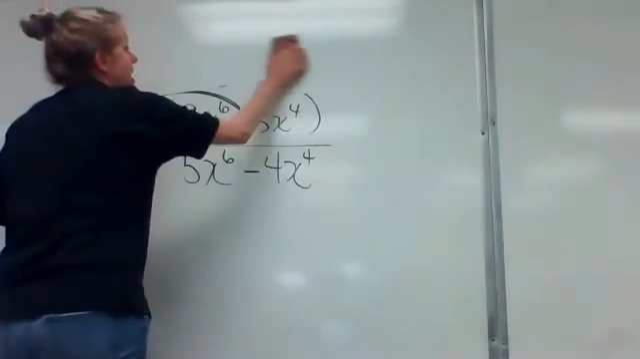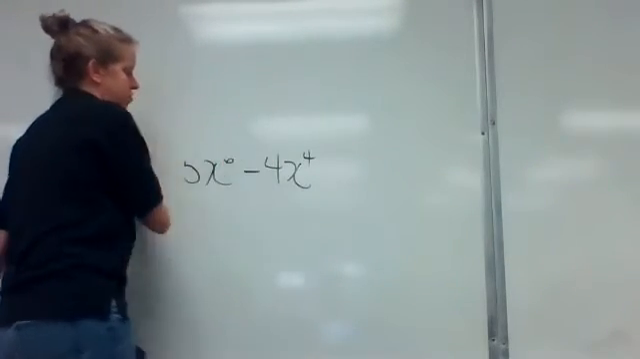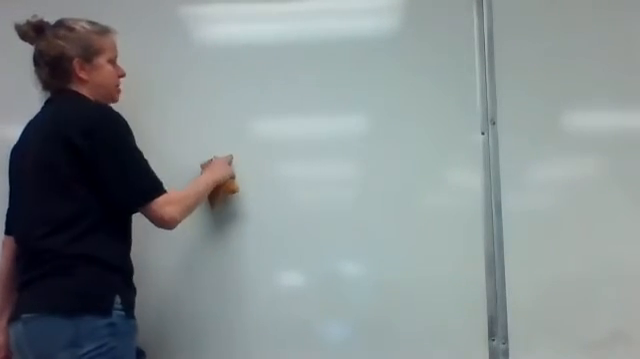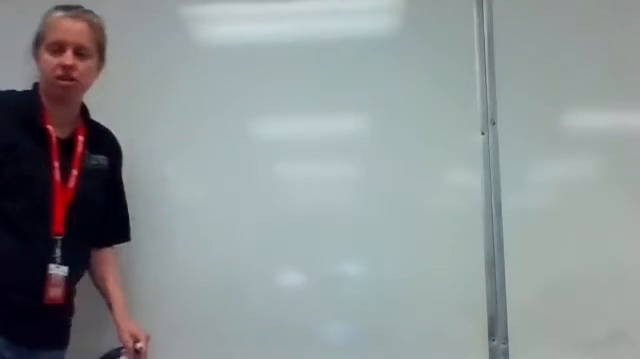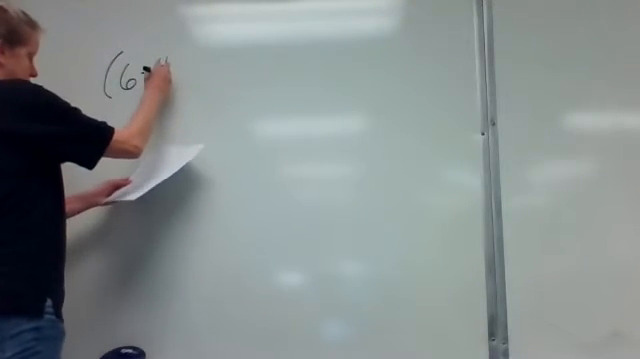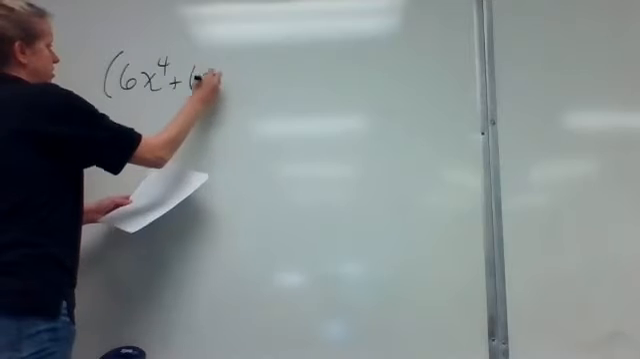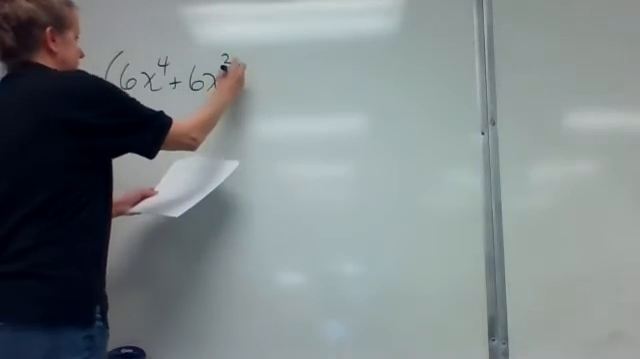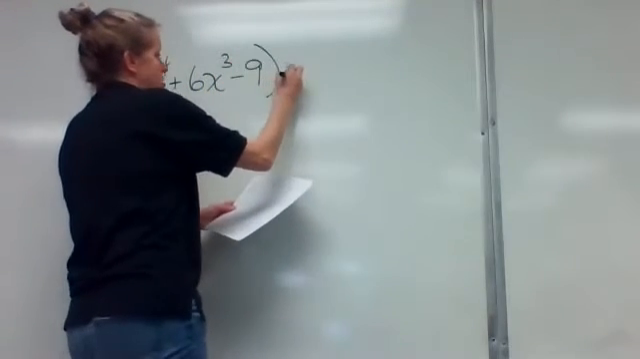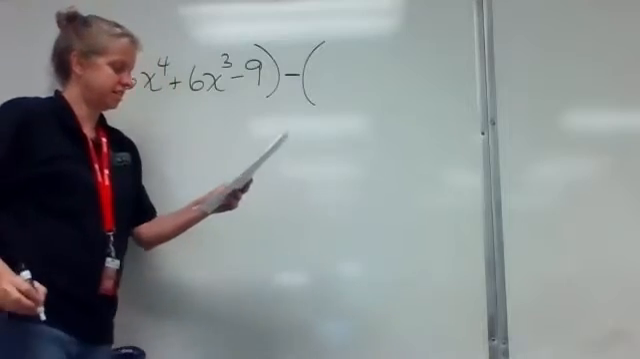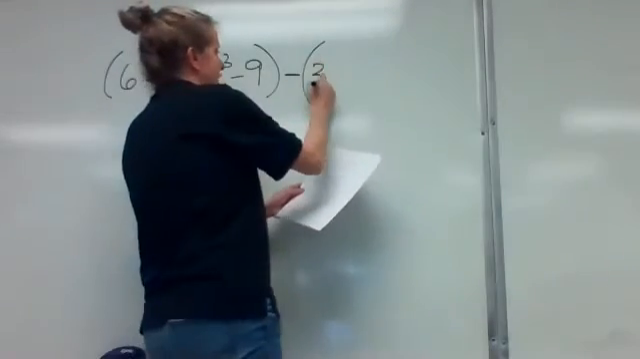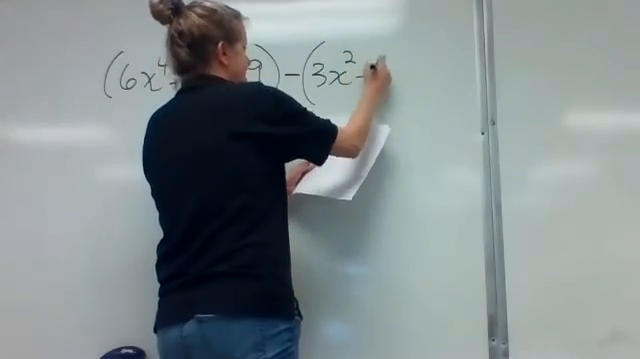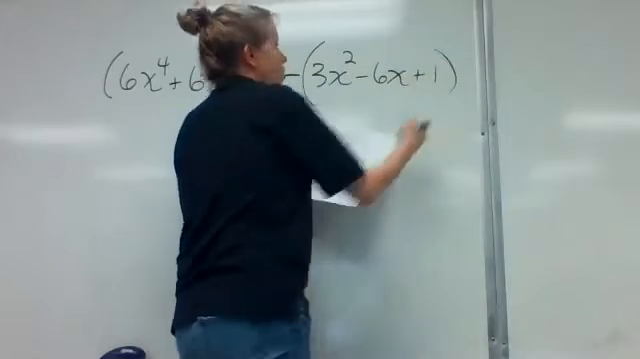Right? Number 9 is also another subtraction problem. Instead of putting one on top of the other, it's going to write them next to each other, which I actually like better. So I've got 6x to the 4th plus 6x to the 3rd minus 9. Close that parenthesis and then subtract, open parentheses, 3x squared minus 6x plus 1.